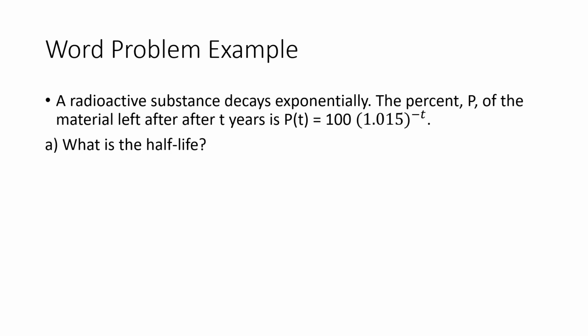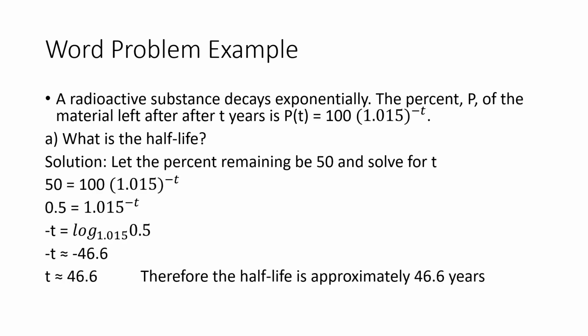Now, here's another example of a radioactive substance decaying exponentially. So the percent of the material left after t years in this question is 100 times 1.015 to the exponent negative t. We want to determine the half-life of this substance. So we're going to let the percent remaining be 50. If we started with 100%, whenever we're left with 50%, we will have gone through one half-life. So we're going to let the amount remaining be 50%, and now we're going to solve for t.